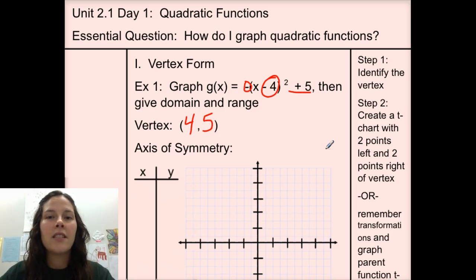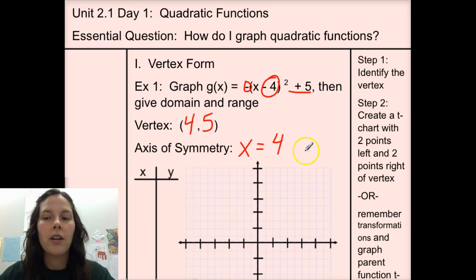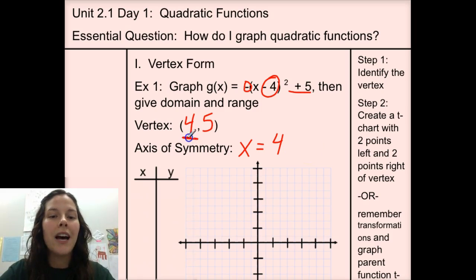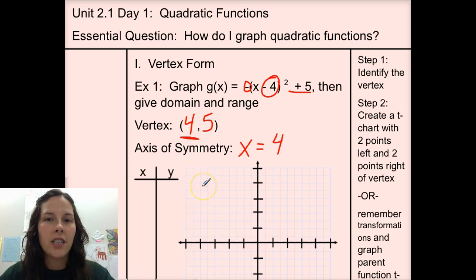The axis of symmetry is a line that the graph reflects across. So think about parabolas. They're a U-shaped function, and if you place a vertical line through the vertex, you will get a mirror image of the graph. So the axis of symmetry is the vertical equation x equals 4. It will always be the x-coordinate of the vertex for your axis of symmetry.